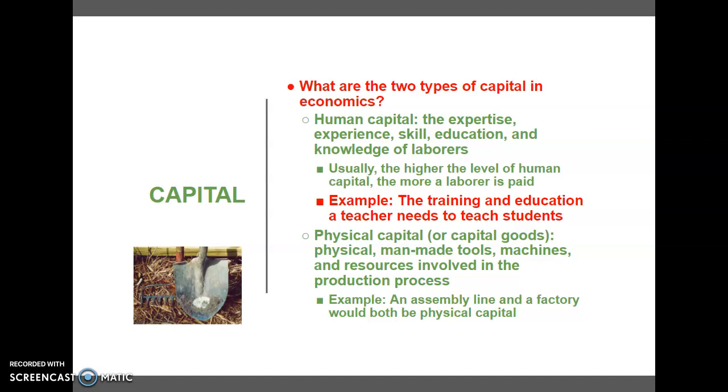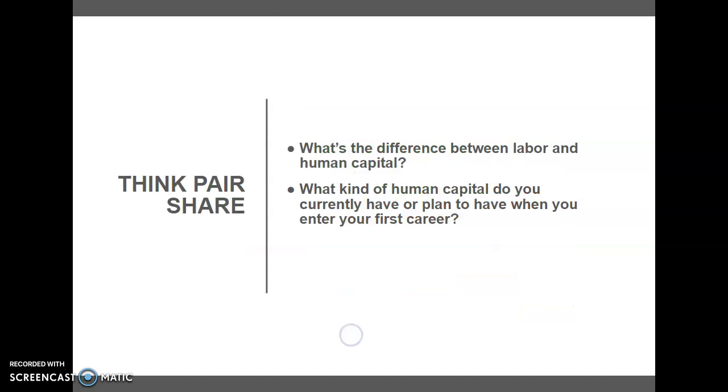Physical capital or capital goods. Physical means that it's man-made. So this could be tools, machines, and resources involved in the production process. An example would be an assembly line or a factory that would be both physical capital. Think and pair share. What is the difference between labor and human capital? And what kind of human capital do you currently have or plan to have when you enter your first career? Go ahead and label or list the differences between labor and human capital in your notes, please.